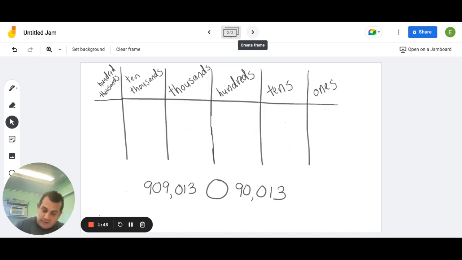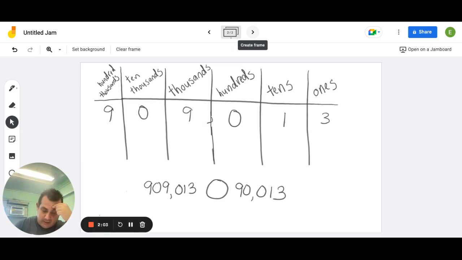So I'm going to start here and say, oh, there's a 3 in the ones. Then I have 1 in the tens. There's no hundreds. 9 in the thousands. No 10,000s. And there I go. And there's my comma. All right.